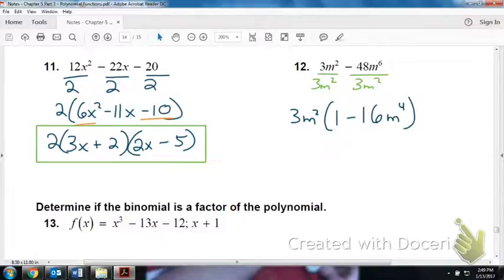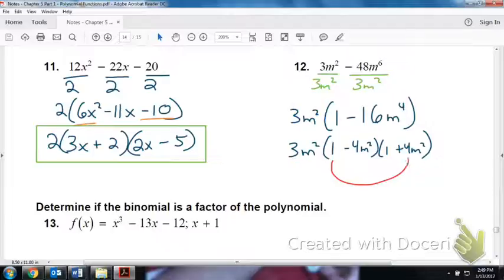All right. Now, this may not look like a perfect square, but it is. Not a perfect square, a difference of squares. Because the square root of 1 is simply 1, so we'll put a 1 on the left. The square root of 16 is 4, so negative 4m squared, positive 4m squared. Now, m squared times m squared gives me that m to the fourth. That's where that came from. And again, you can do your outside, inside. 1 times 4m squared is 4m squared. Negative 4m squared times 1 is negative 4m squared, which add up to 0.